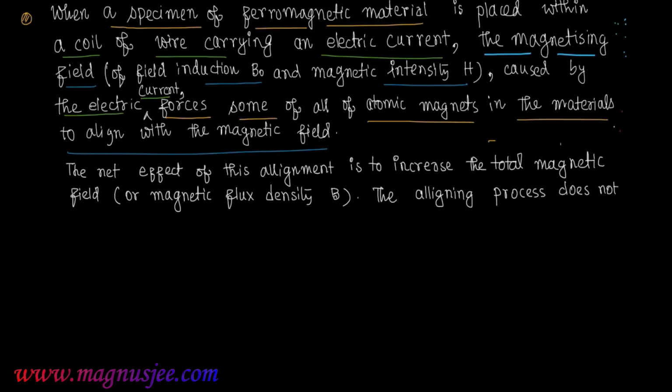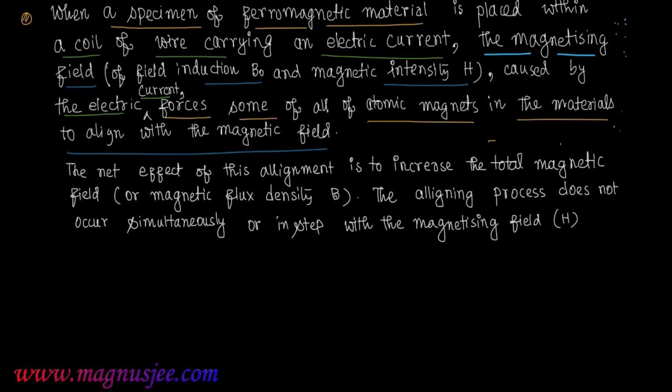And this aligning process does not occur simultaneously or in step with the magnetizing field or field strength H, but it lags behind it. That means the intensity of magnetization lags behind the magnetizing field H.